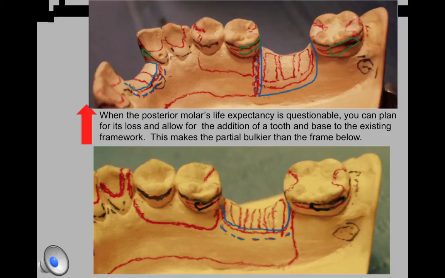Then, when the molar is lost, the base can be added on posteriorly on that base attachment and causes quite a nice, easy repair of the partial denture.